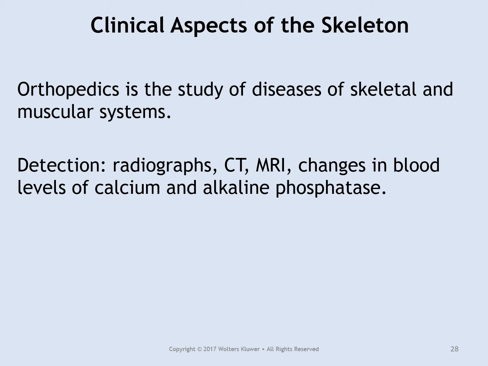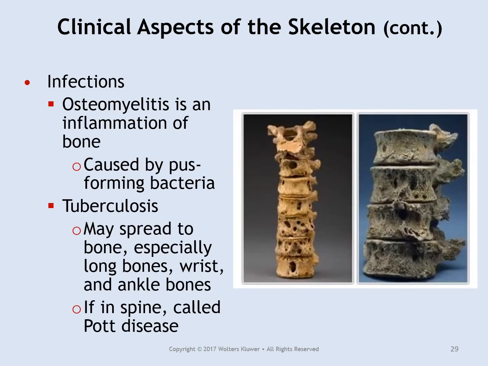Means that we use to detect issues with the skeleton. Radiographs obviously are the first one. Send your patient in for an X-ray, CT or MRI, especially if we're looking at the possibility of issues with soft tissue. And then changes in levels of calcium and phosphate. Those are the two main chemicals that make up your bones. And if you see issues with calcium and phosphate, that can indicate maybe a metabolic issue with the bones. You can see infection in the bones. It's not especially common, but it does happen.